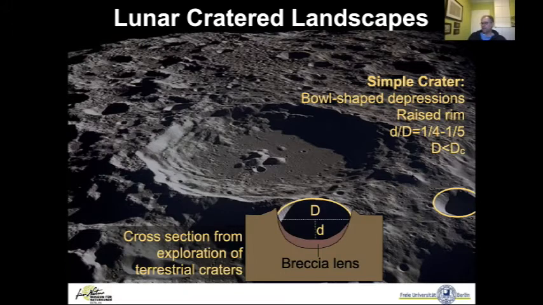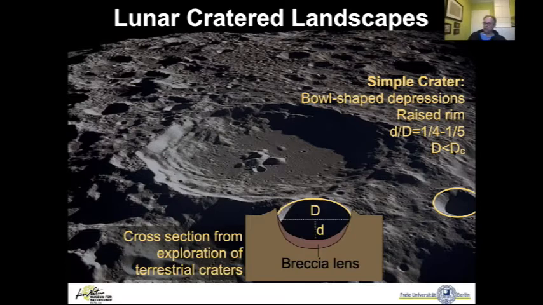It's maybe also important to note that these simple craters only occur up to a certain size. Yeah, there's some sort of a threshold. I call that here DC. That is the threshold diameter. As you see in the next slide, I think it's about 15 kilometers.